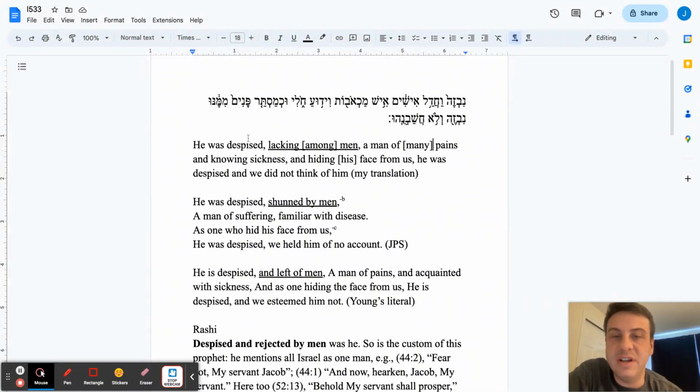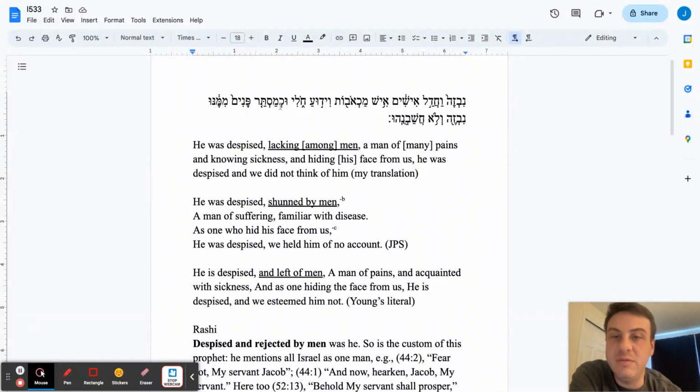These are just variations. The word here, vidua, is the participle form, as you can see here in the differences of how it's translated. Acquainted with, familiar with. Knowing. I chose knowing because typically the root is used with the English word know in other contexts, so I wanted to maintain that consistency. Hiding his face from us.